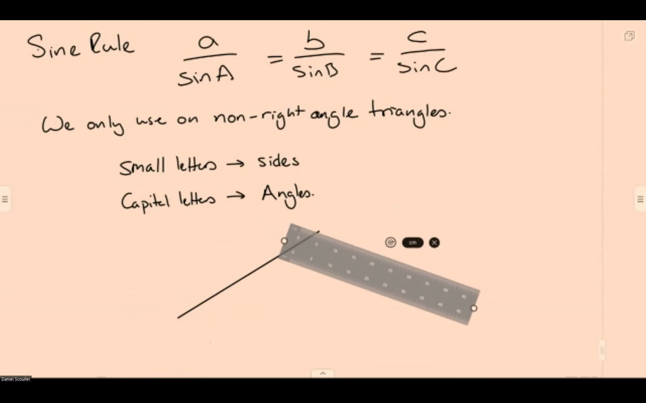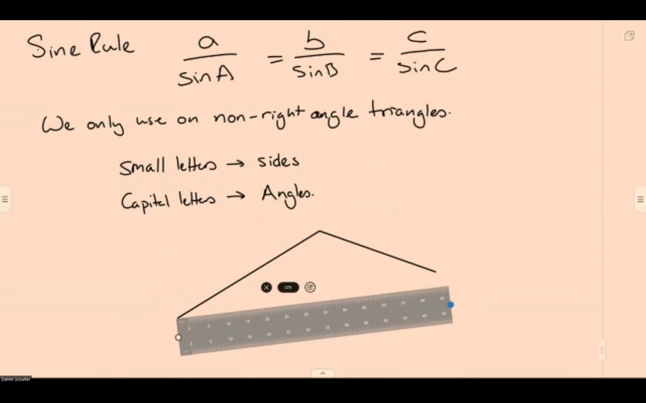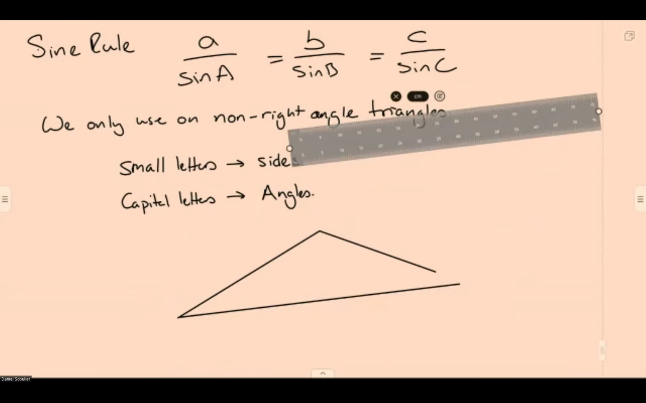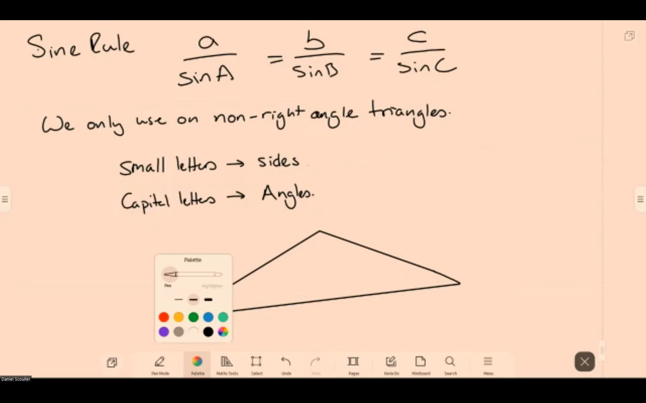We went through the lettering. It was really important for the basis of understanding those letters. It didn't matter which side you chose to be letter A, which side you chose to be B and C, but they had to link up with the corresponding angle. That's a really, really important part.